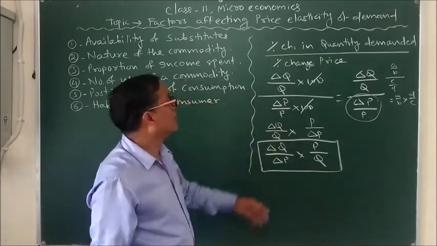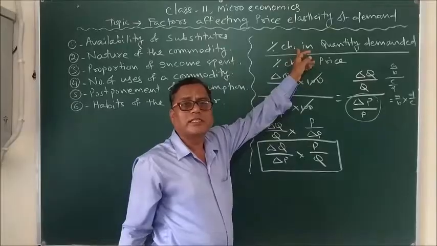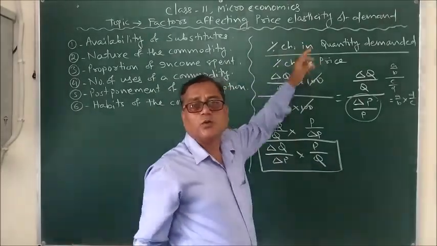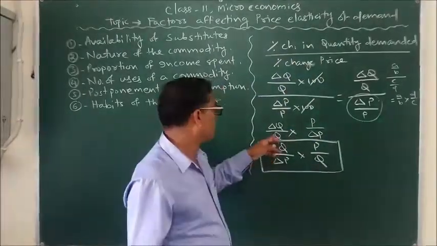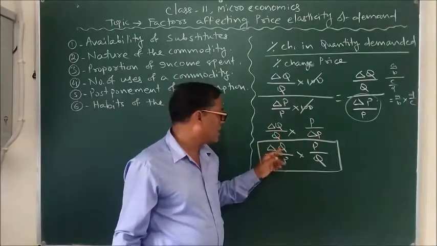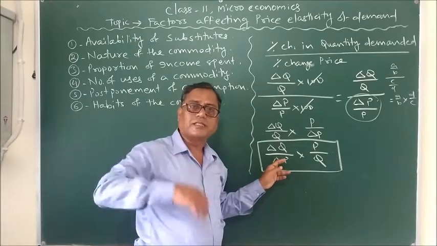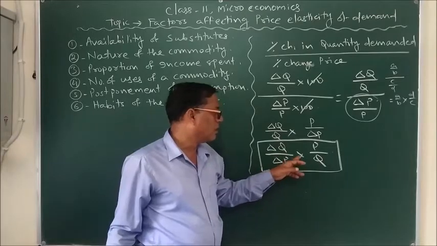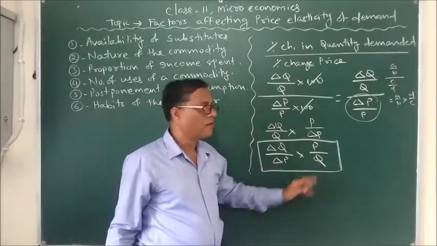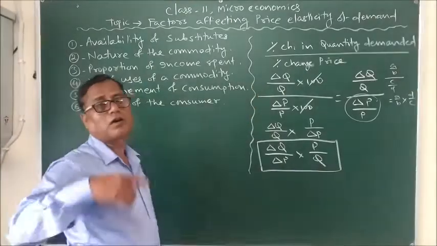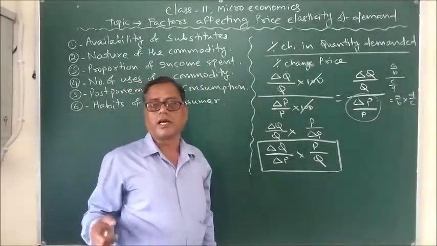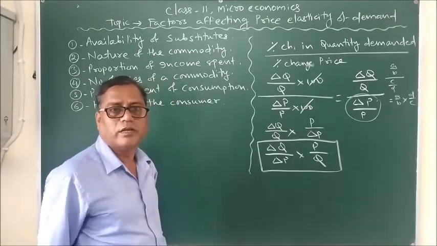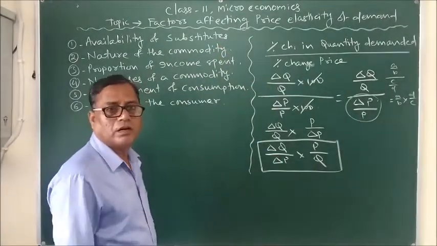That means you can use both formulas. If percentage change in quantity demanded and percentage change in price are given, then you would use the first formula to calculate price elasticity of demand. Or when the price and quantity are given before change and after change, then you have to use this formula, that is del Q upon del P into P upon Q. So this is all about how to calculate elasticity of demand. Today I am going to send you some numericals, and when you practice those numericals, you will get acquainted with the process.